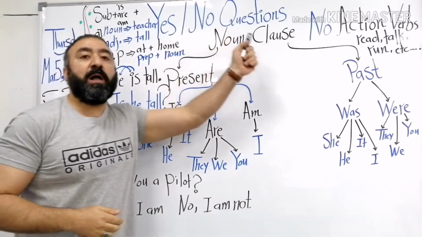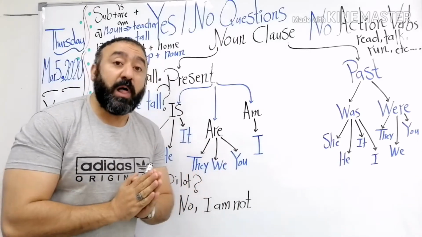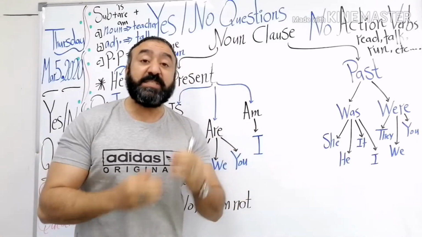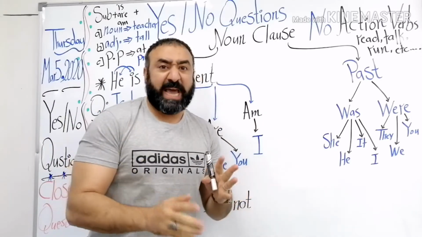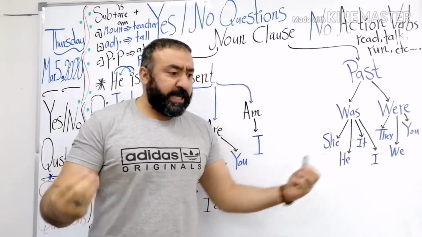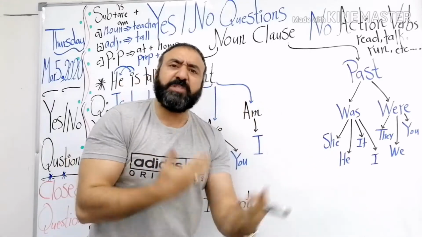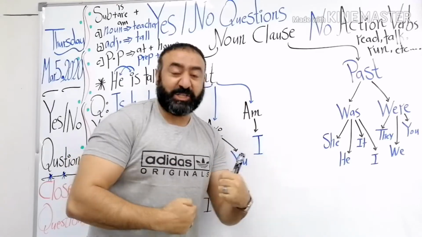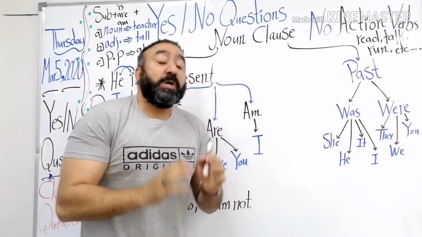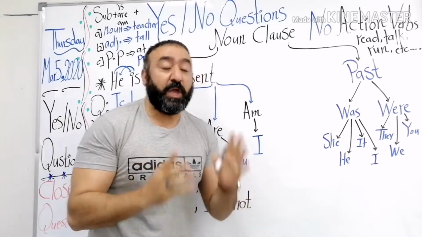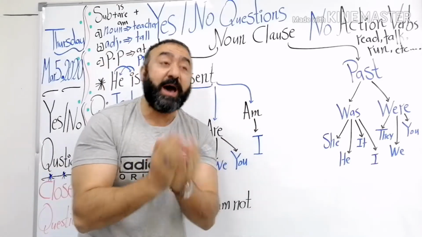But before we get the ball rolling, we have to know what the noun clause is. The noun clause, or the noun sentence, is the clause that doesn't have action verbs, such as run, dance, play, study, listen. All of these are called action verbs because we have action. So the noun clause doesn't have an action verb. So what does it have exactly? What are the components or the parts of the noun clause?